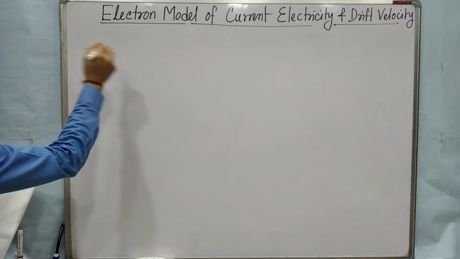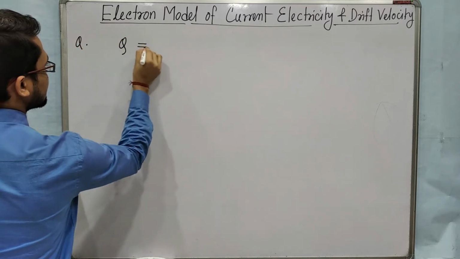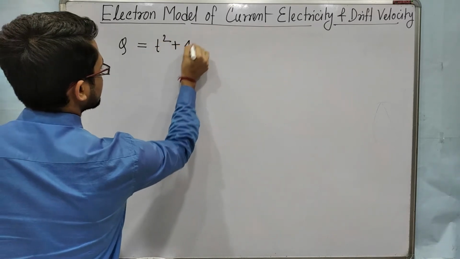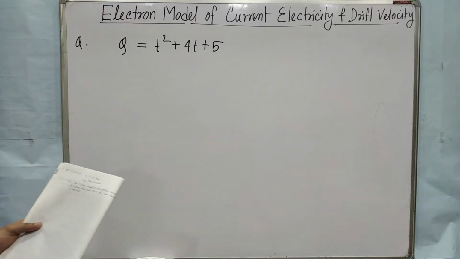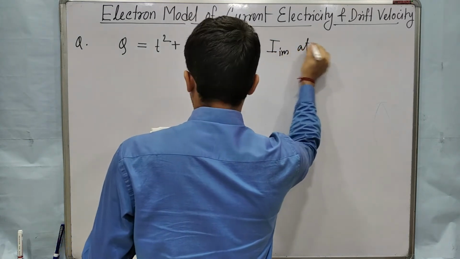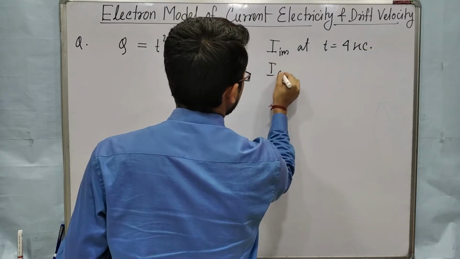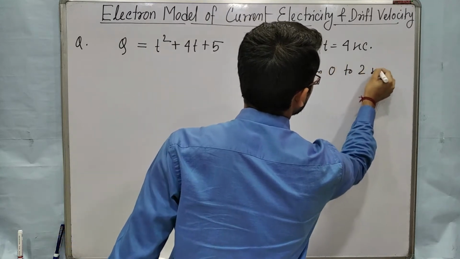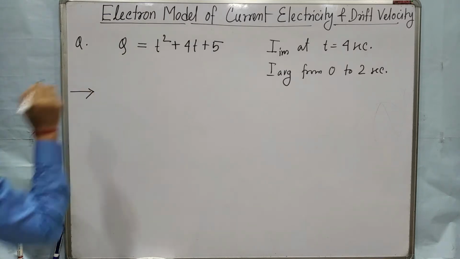Okay, so our first numerical is: suppose a charge equation is given, charge and time, q equal to t square plus 4t plus 5. This is the charge-time relation, and we have to find the instantaneous current I instantaneous at t equal to 4 second, and I average from 0 to 2 second. So these are the two questions we have to solve.